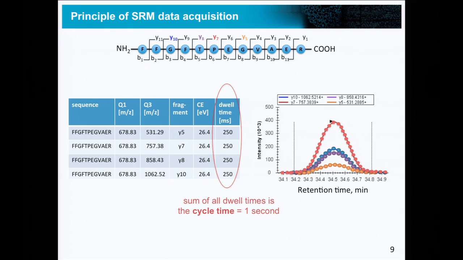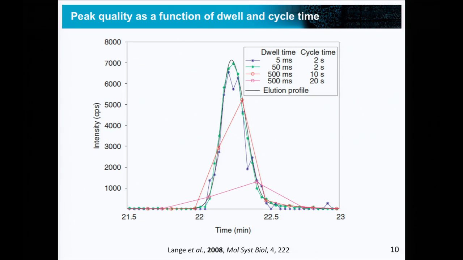And this is important for SRM, but also for PRM, also for SWATH. No matter what type of chromatographic-based quantification you will do, this will always come back to you, and it's very important that you understand it. And this here is a figure that nicely demonstrates these differences, what happens to the peak when you work with different dwell and cycle times. It's taken from a 2008 paper.